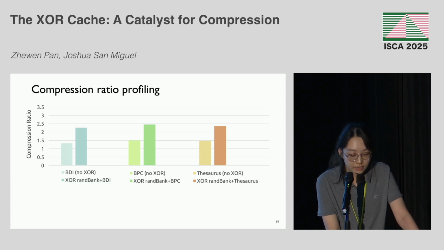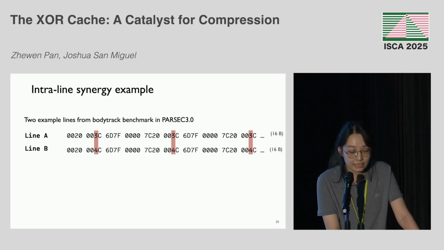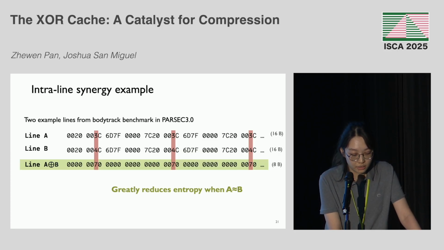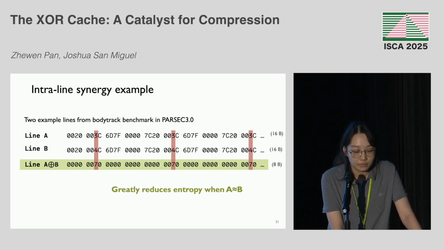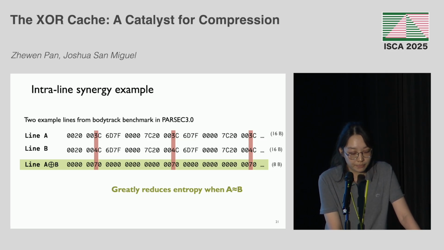As we have discussed, we want a similar line pair A and B to be XORed together. Let's see a concrete example. Here are two sample lines from running the bodytrack benchmark. They are almost identical with just a few bits difference. When we XOR them, we end up with a more compressible pattern with many zeros, which means we can further compress this line A XOR B.